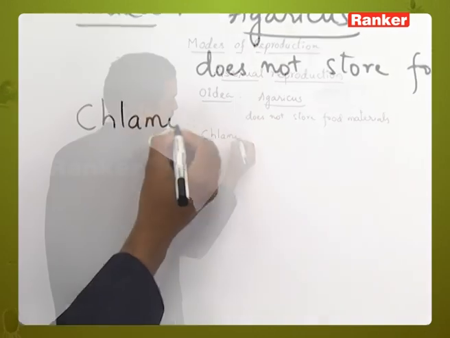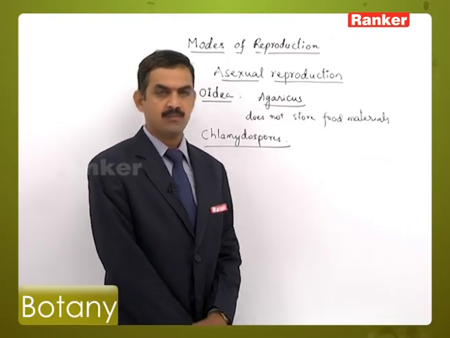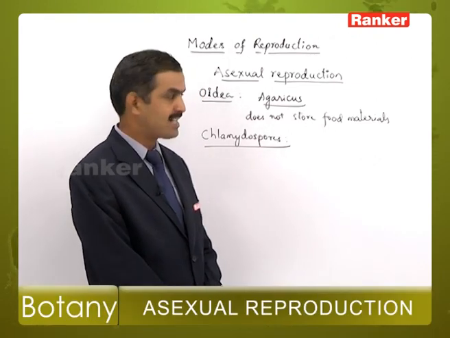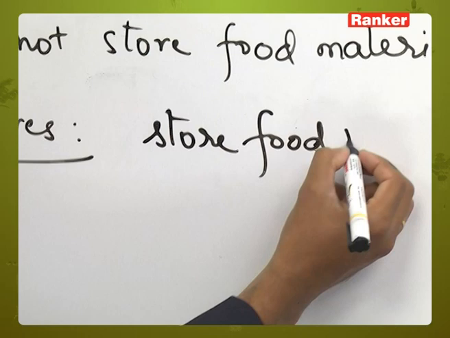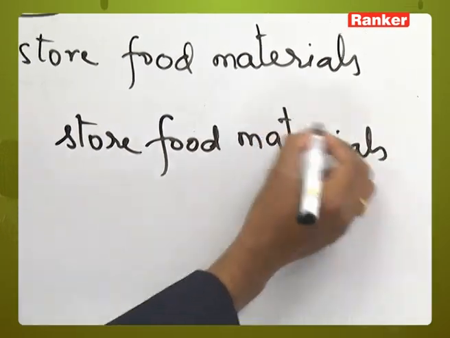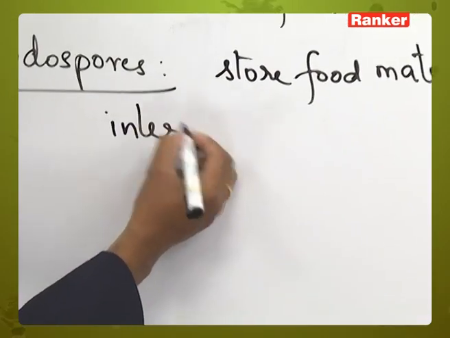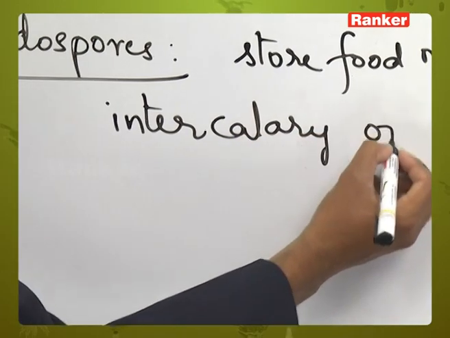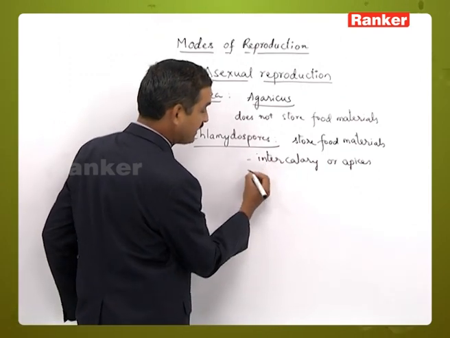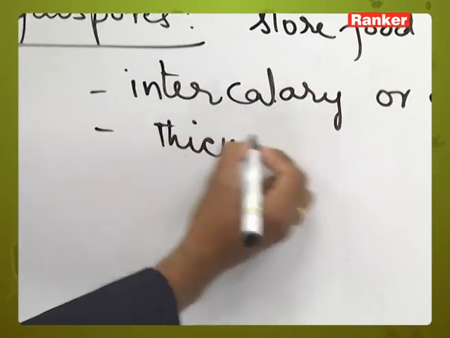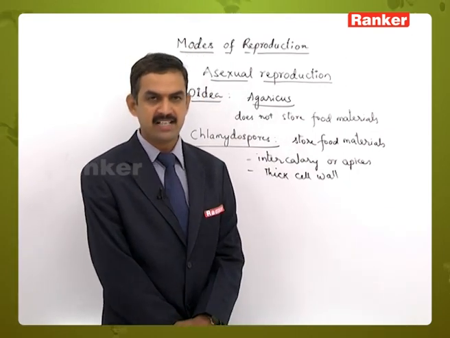Next one is chlamydospores. Chlamydospores are generally non-motile spores like oidia, but the difference is that they store food materials. These are formed either intercalary, meaning in between the cells, or at the apices, at the tips also. And one more thing, they have a thick cell wall around them, such that they can survive in unfavorable conditions.